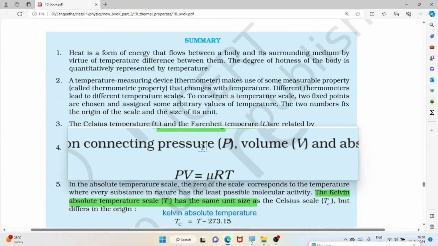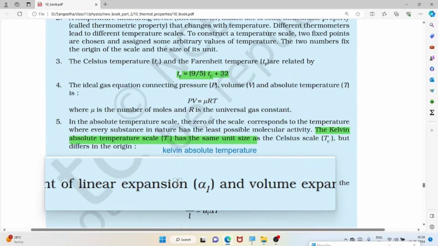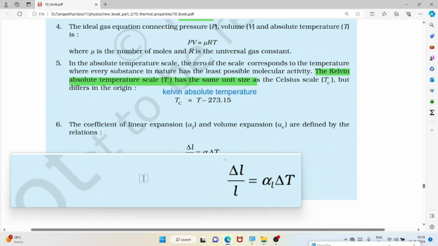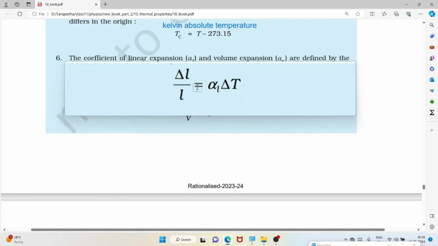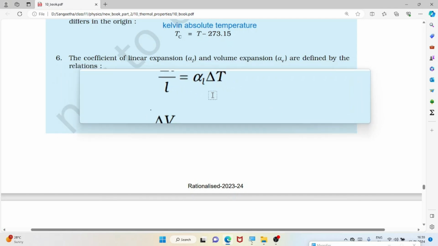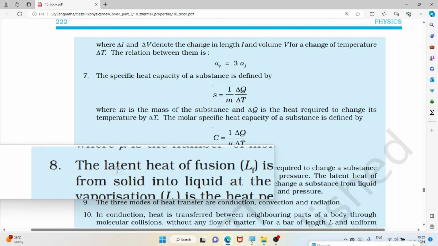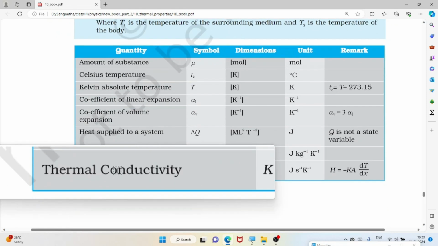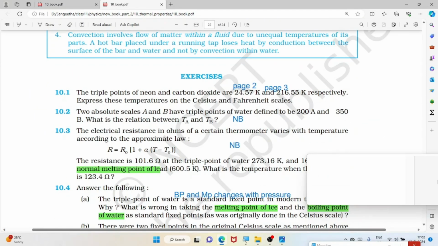Okay, summary, you can go through this summary. This is the conversion formula, ideal gas equation, Kelvin absolute temperature, this relation, volume, the length expansion, linear expansion, volume expansion. These are the dimensions of the various quantities. Okay, we will go through the exercise.